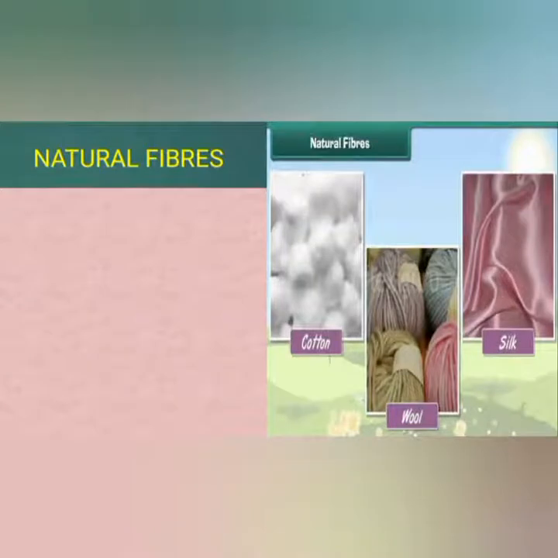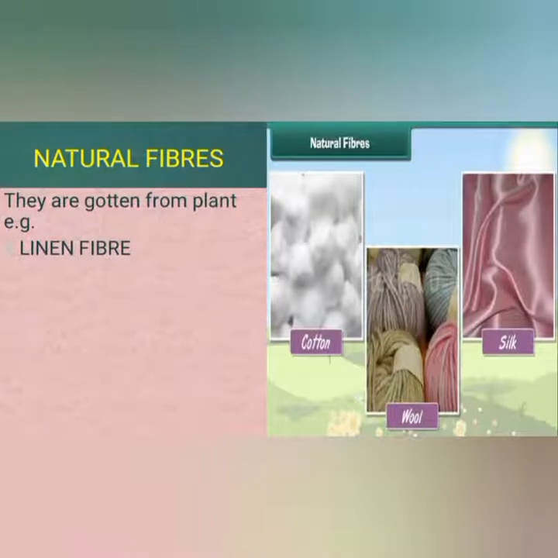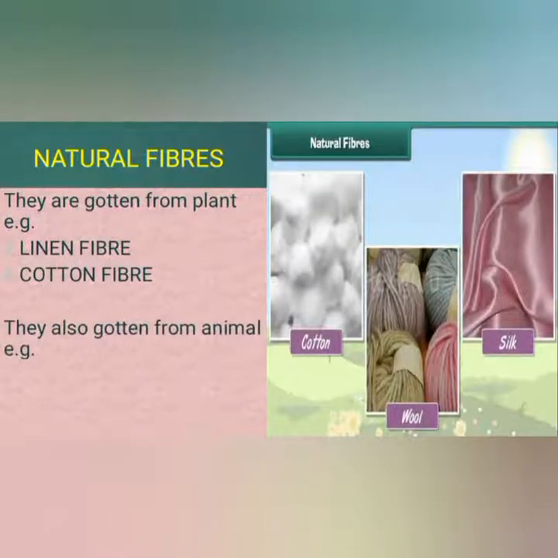Now, what are natural fibers? Natural fibers, as we said earlier, can be gotten from plants, which are linen fibers and cotton fibers, and they can also be gotten from animals. Examples are the silk fiber and the wool fiber. You can see from the image here.